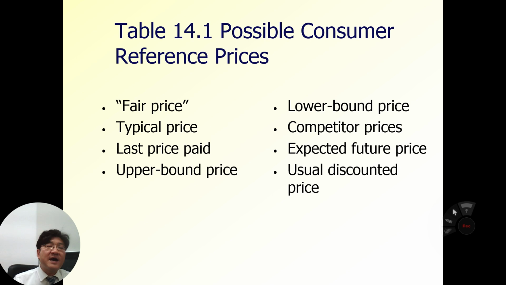So lots of things can work as a reference price. Upper bound price. Upper bound price is the maximum price you can pay. In other words, you can also call this one a reservation price, 유보 가격 in Korean. Or lower bound price, or a competitor charges 700. I'm sorry, a competitor charges 700, but how dare you charge like 2,000? You can say so, right?